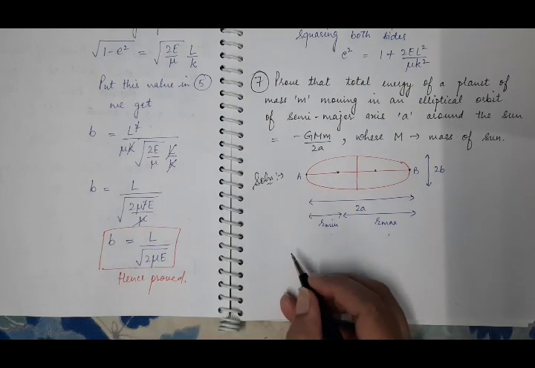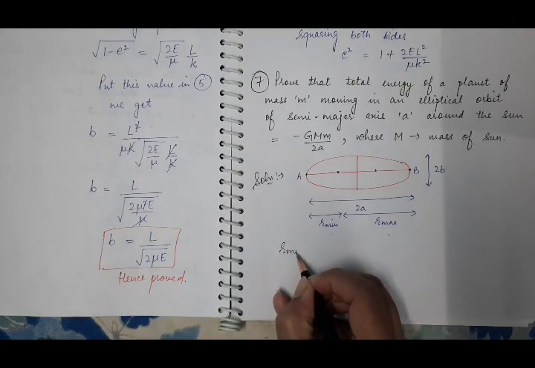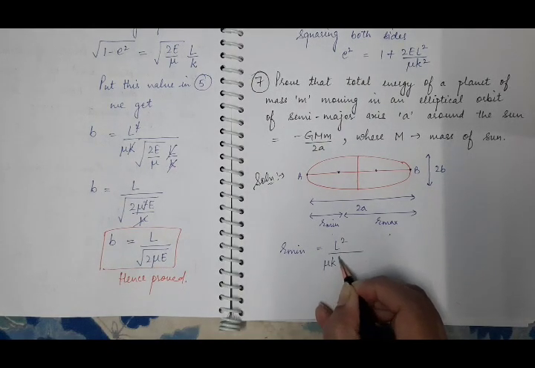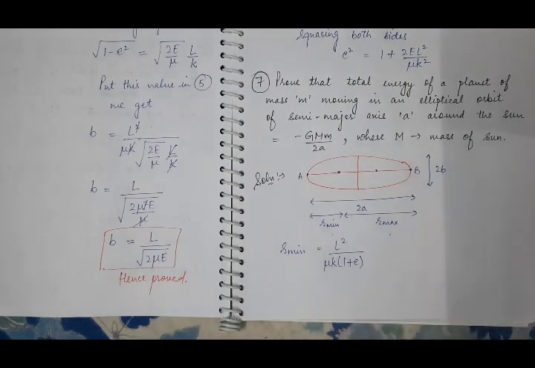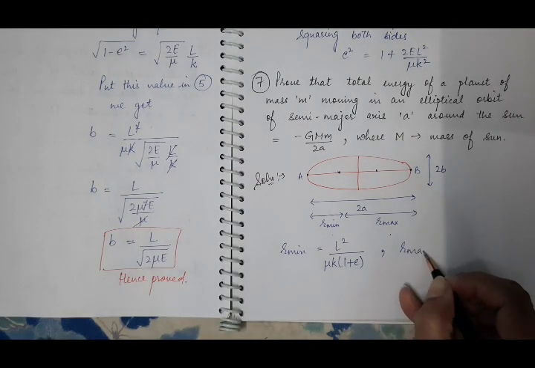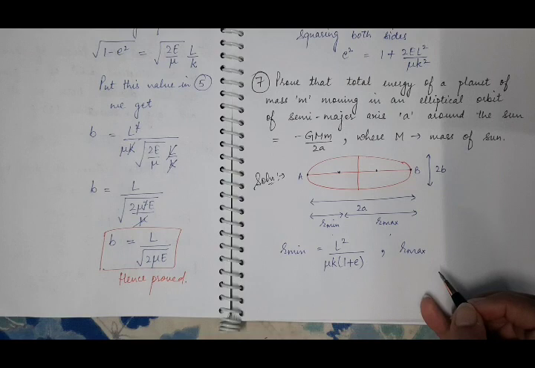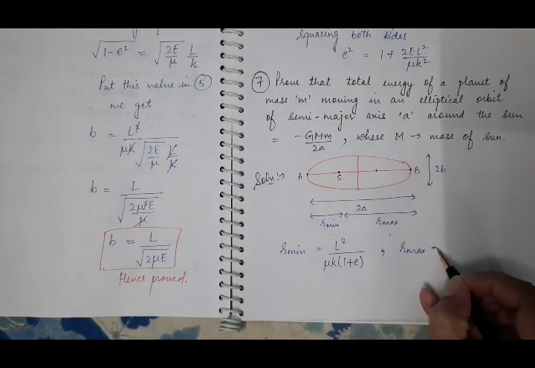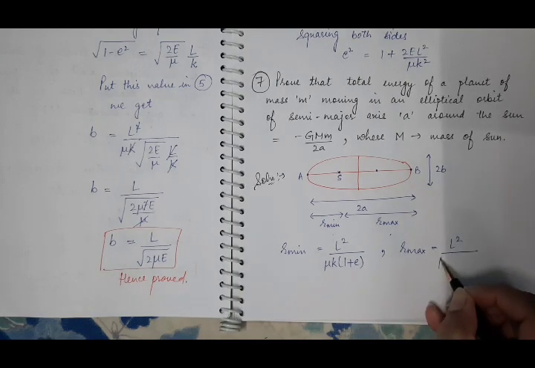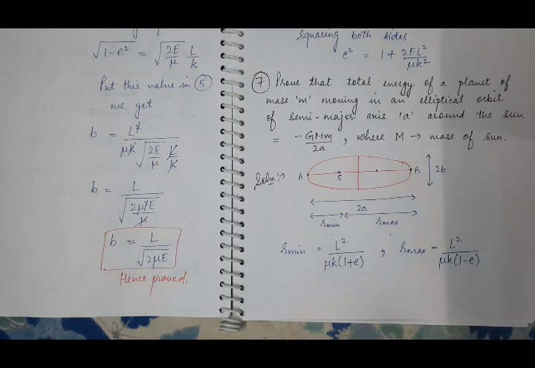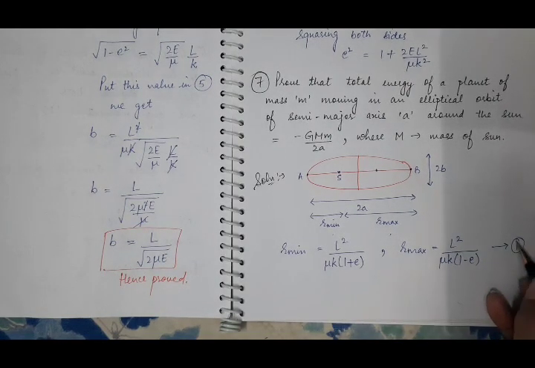So R minimum is equal to L square by mu k into 1 plus e. These were the expressions which we have derived in that article, so you have to learn these expressions. And the expression for the maximum distance of the planet from the sun, here we have the sun, is L square by mu k into 1 minus e. Suppose this is equation number 1.